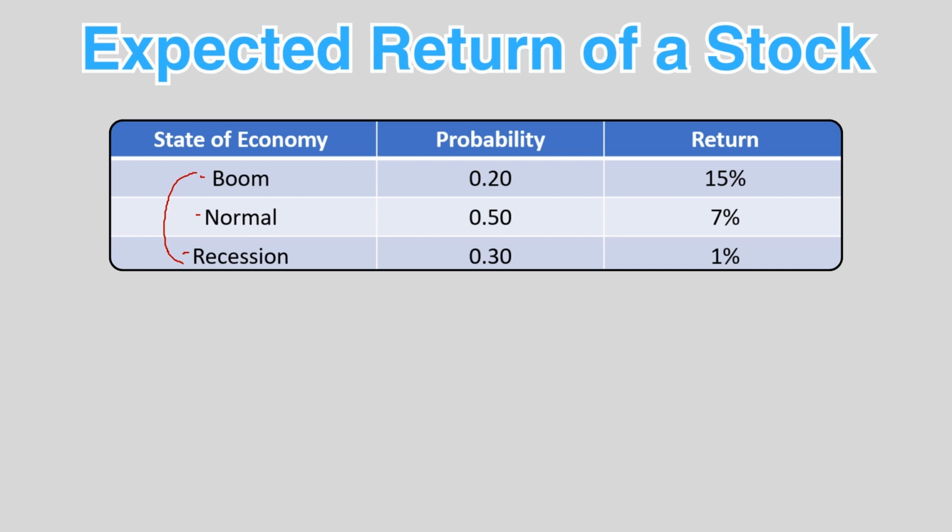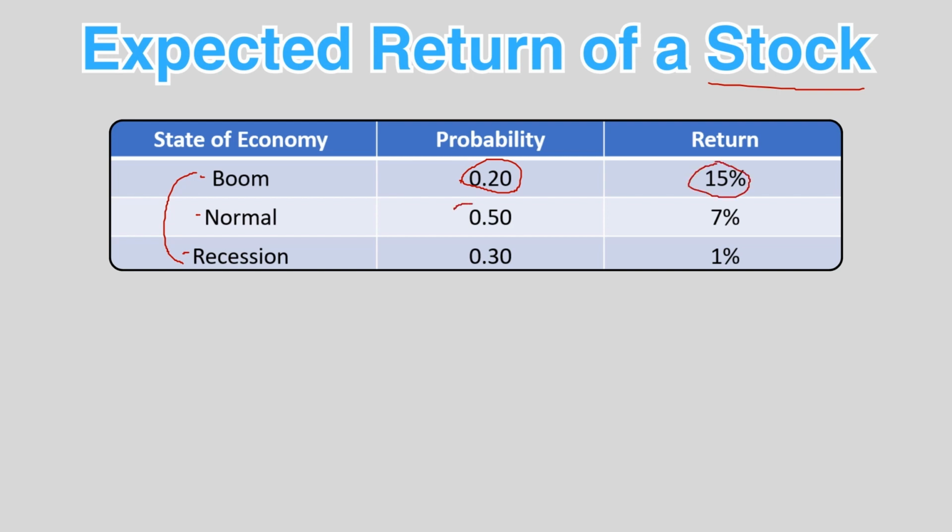So there's a 20% chance that the economy will boom. There's a 50% chance that it will be a normal growth in the economy, and a 30% chance of a recession. So our stock here will have different returns based on the state of the economy. So let's say there is a boom, which has a 20% probability of happening. Our stock's going to give us a 15% return.